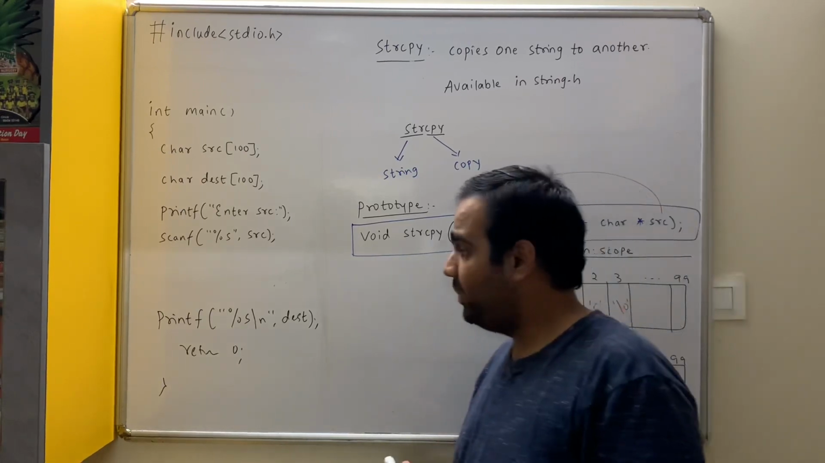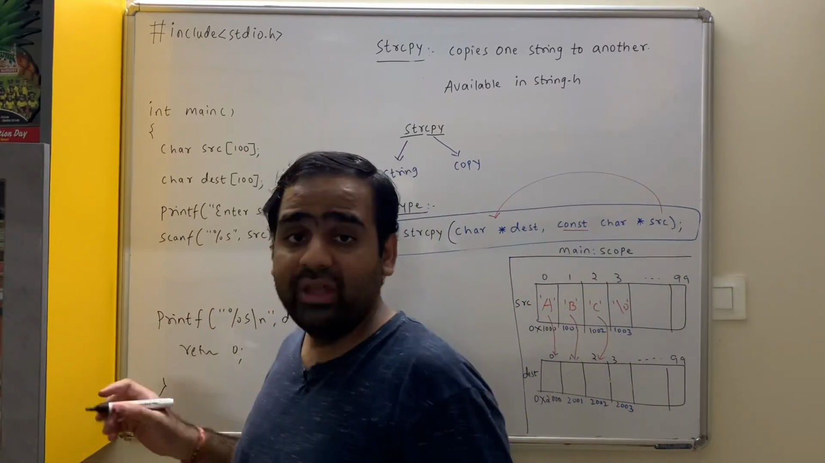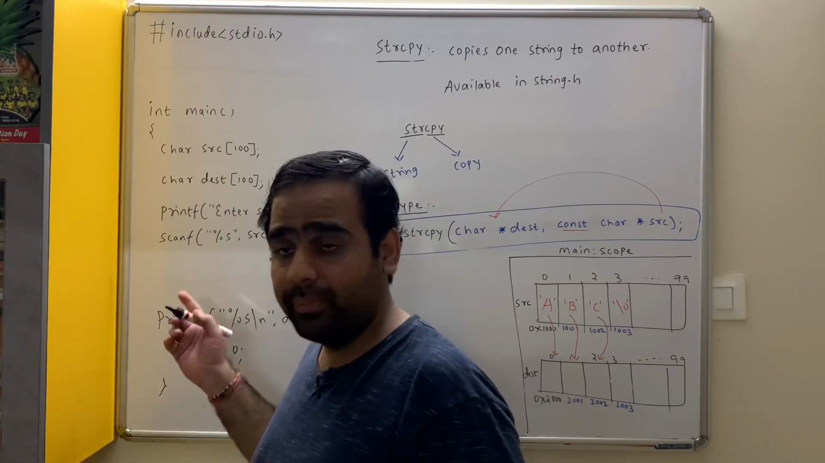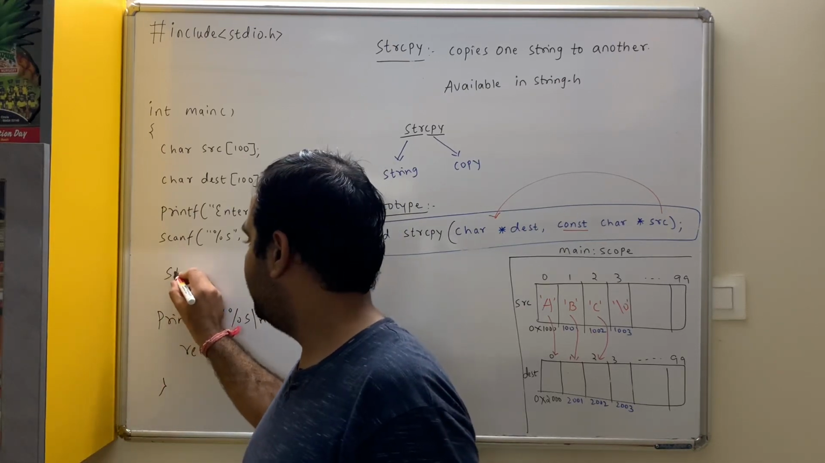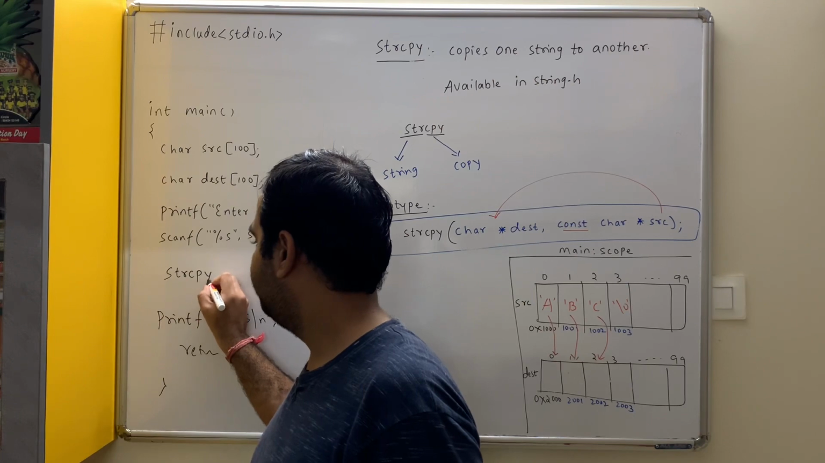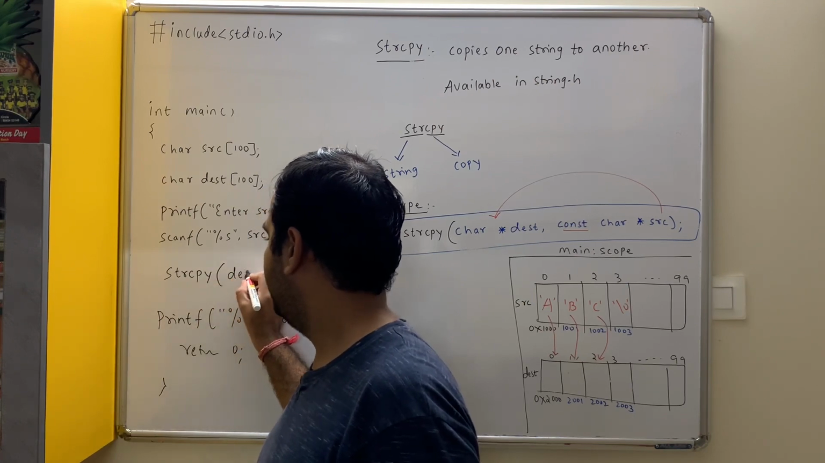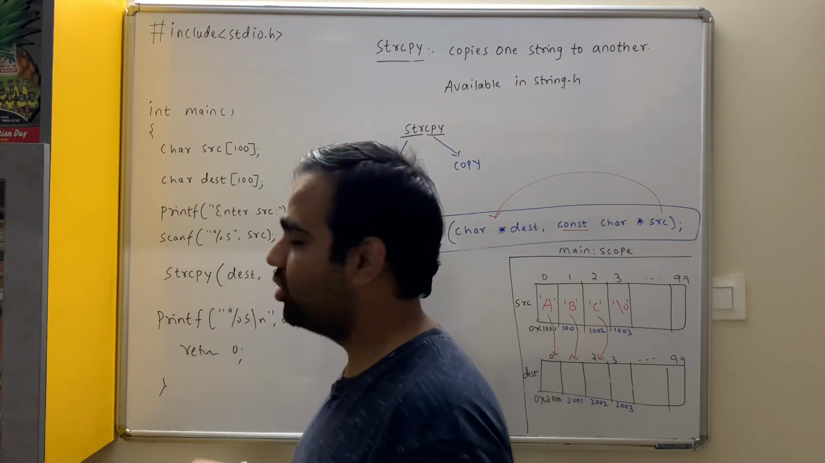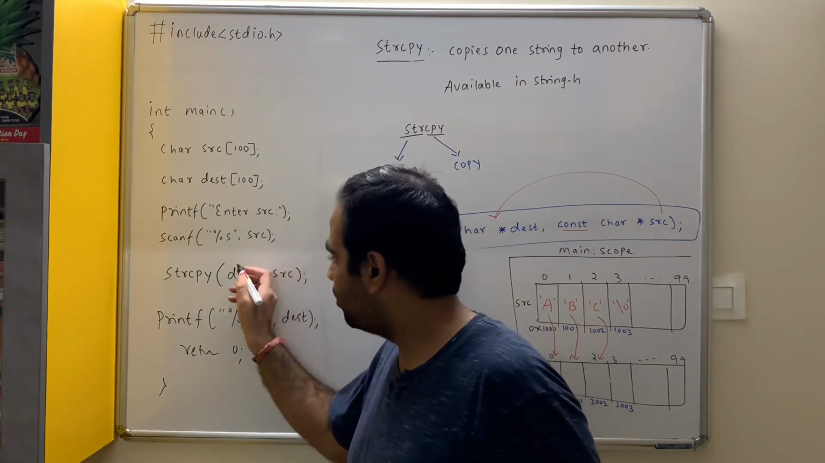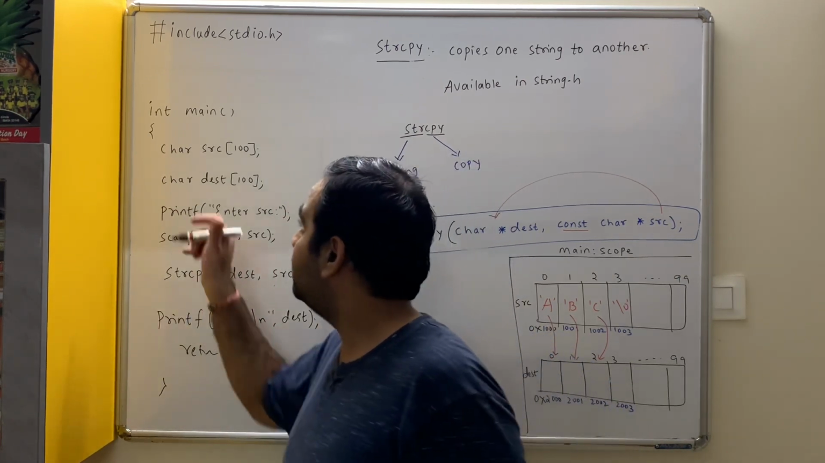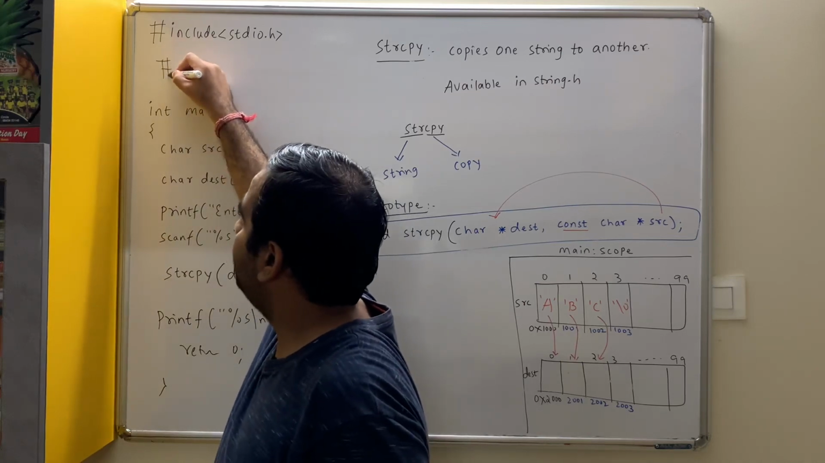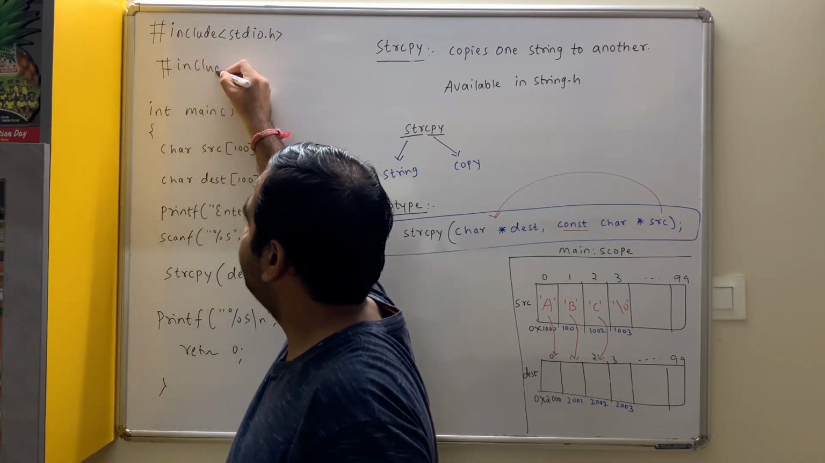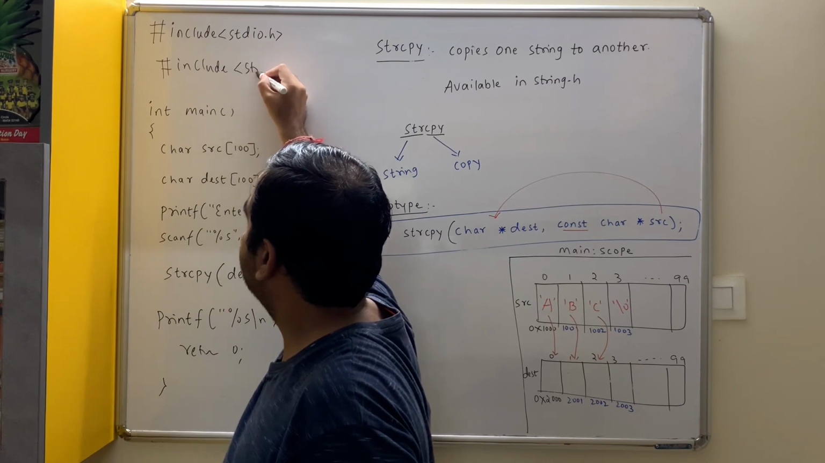And how do we copy it using the built-in function? If they ask without using the built-in function, you have to do the previous way. We say strcpy. What is the first parameter? We say destination. And what do we copy into destination? Source. That means source is copied to destination. And whenever you say strcpy, it is available in string.h. Hence we say hash include string.h.